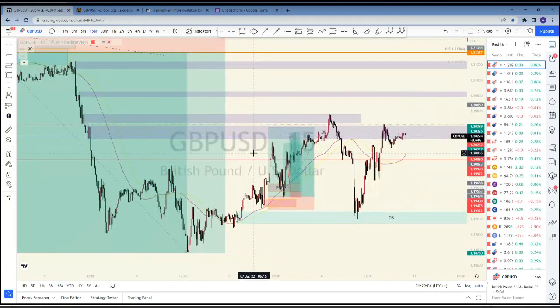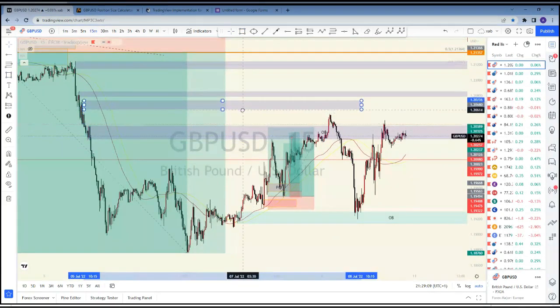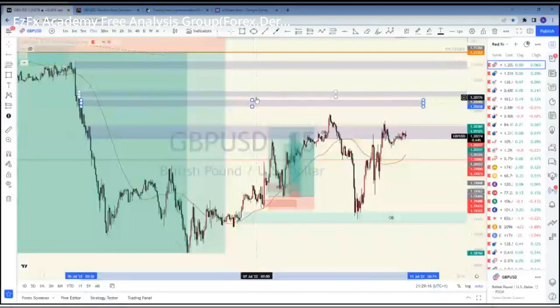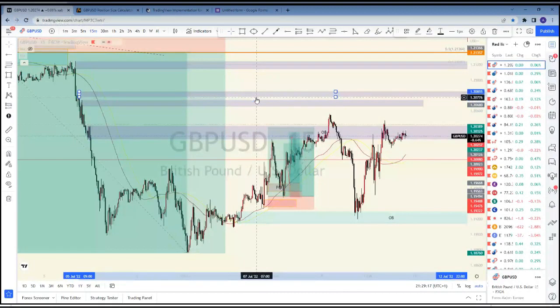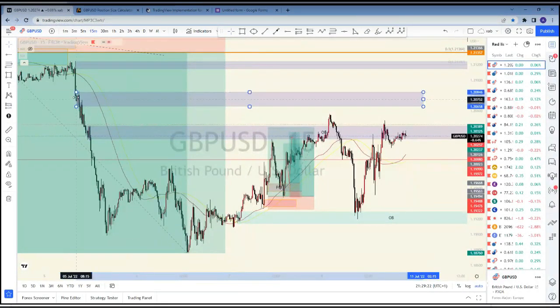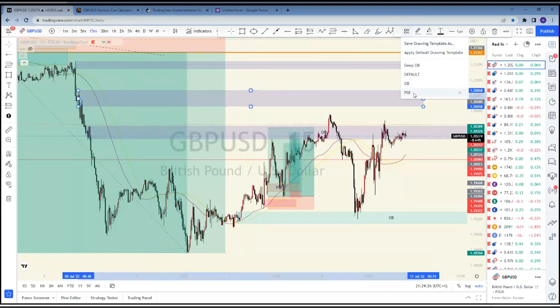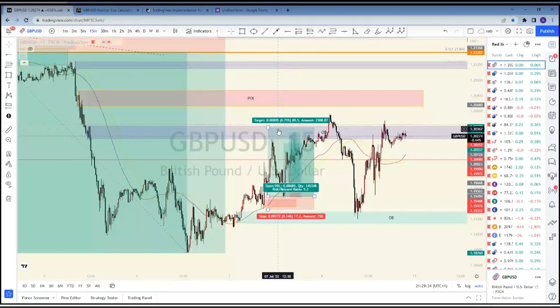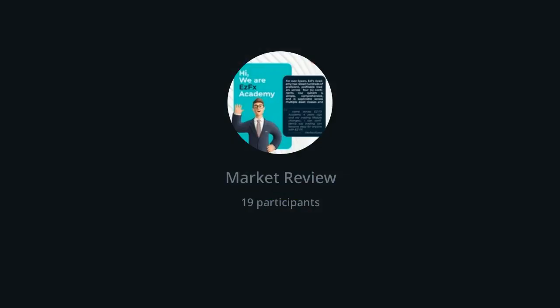I think on the lower time frame, this area looks like it makes more sense. So let me remove this, and then we can just use the whole of this area as our POI, which means that maybe on the 5 minutes or the 3 minutes, you get to see the usual entry schematics that we look out for.